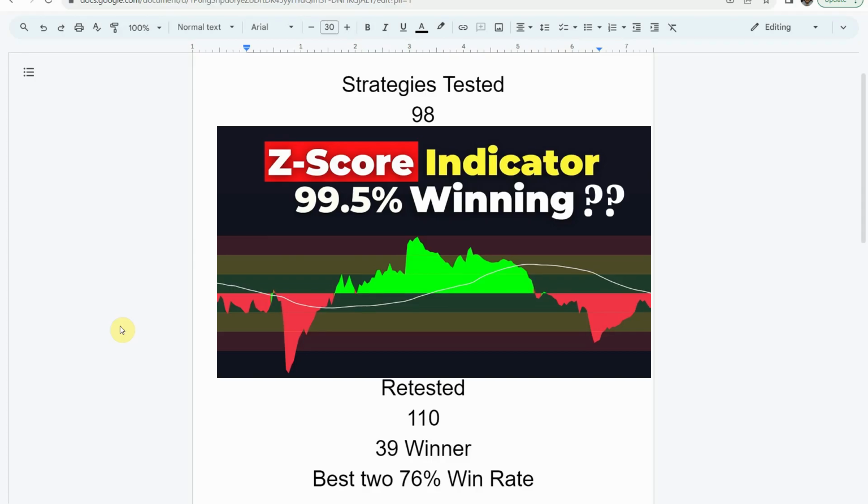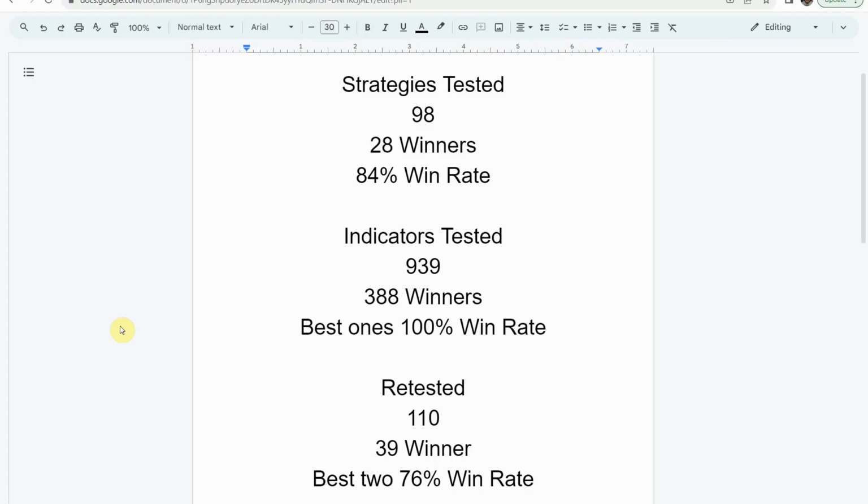We've also tested a total of 939 indicators, with 388 of them being winners. The best one so far we were able to achieve a 100% win rate. Now you need to go back and watch those videos to understand the context of how they were able to achieve that. So go back and watch those videos and see what you can get out of those winning indicators. We've also retested in the advanced testing 110 of the winning indicators. 39 of them have been able to maintain the winning status, the best two a 76% win rate. Now keep in mind that we test most of these indicators and strategies on the Forex and crypto market, but they can be applied to just about any market and time frame universally.